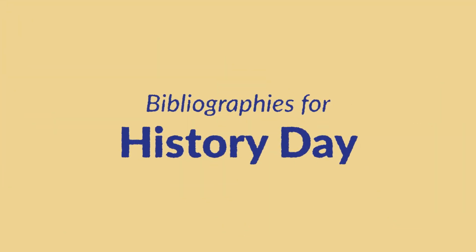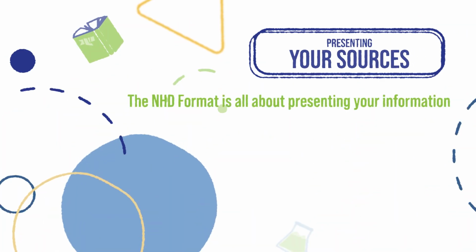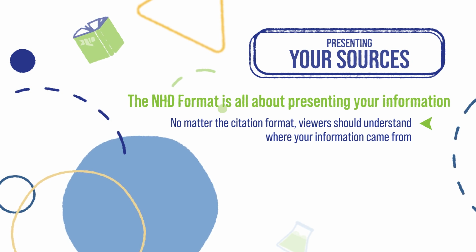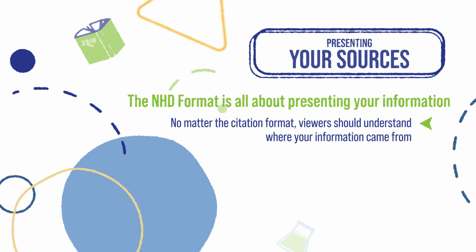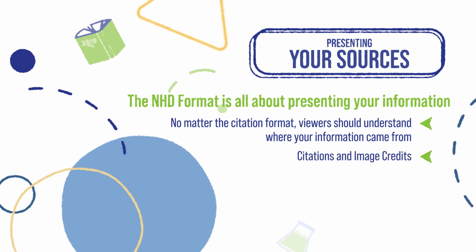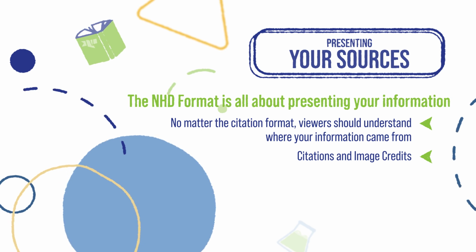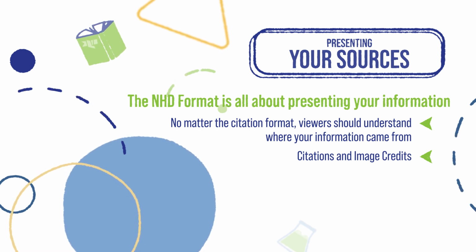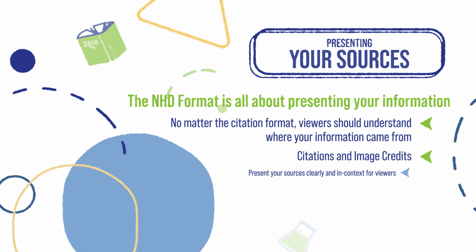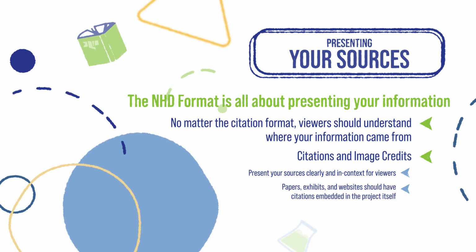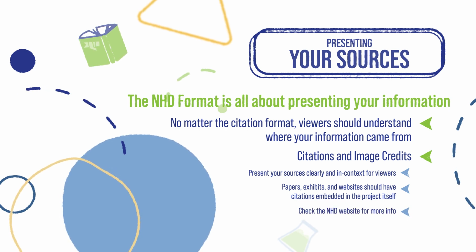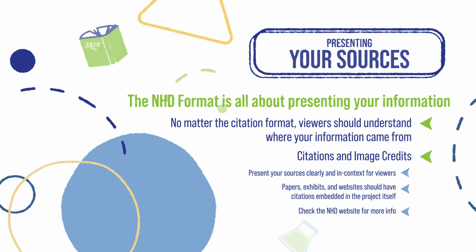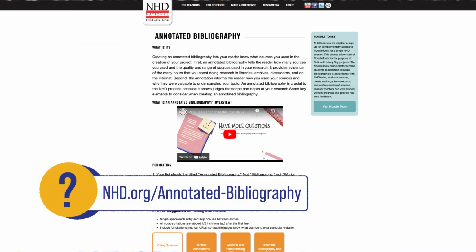The History Day project is all about presenting your information to viewers. Whether you're working on a documentary, exhibit, website, performance, or paper, you want your viewers to understand where you got your information from. That's why we use something called citations and image credits. Citations are basically shorter versions of your bibliography entries that allow readers to quickly see where your information came from. For papers, exhibits, and websites, you should have citations directly inside of your project itself. The National History Day website is a good source of information about how to cite in your project. Make sure to read this page carefully to see how to include citations in your project.